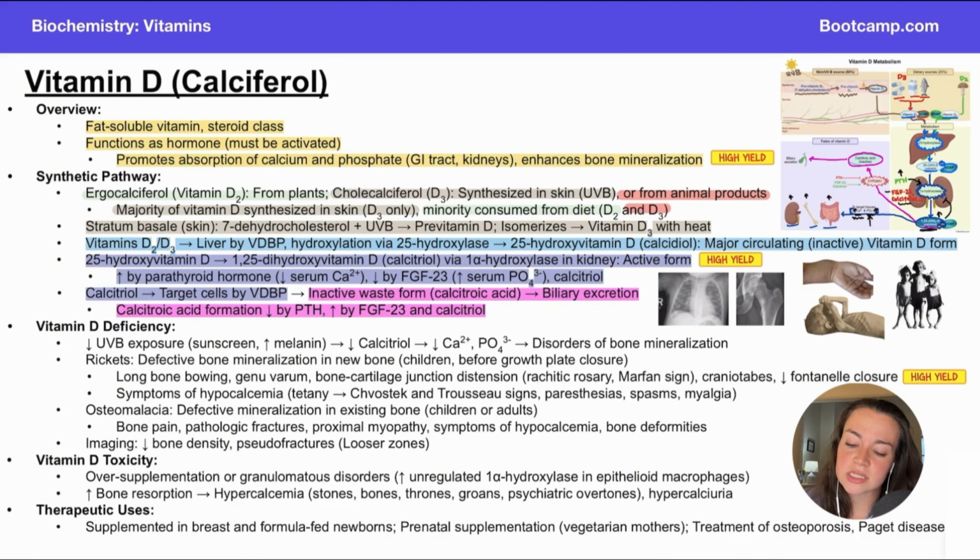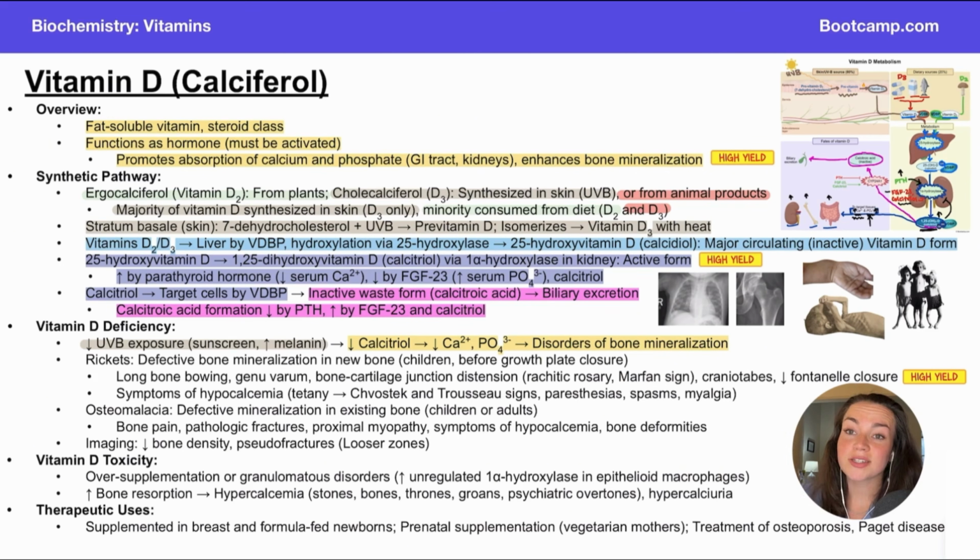Let's talk about vitamin D deficiency. Like we said, the majority of vitamin D is synthesized in the skin. So a decrease in UVB exposure, either from sunscreen or from an increase in melanin in darker skinned individuals, or just from not getting enough sun, these people will have decreased calcitriol because they don't have enough of that starting vitamin D3. Decreased calcitriol means decreased calcium and phosphate in the tissues, which are levels that the calcitriol was in charge of maintaining. Low calcium and low phosphate in the serum means disorders of bone mineralization.